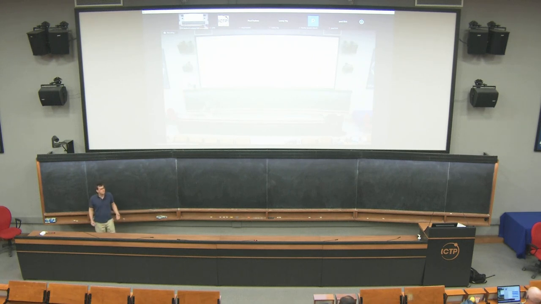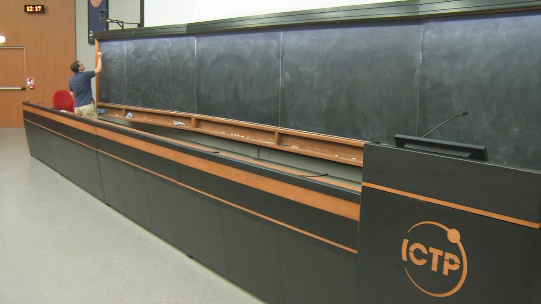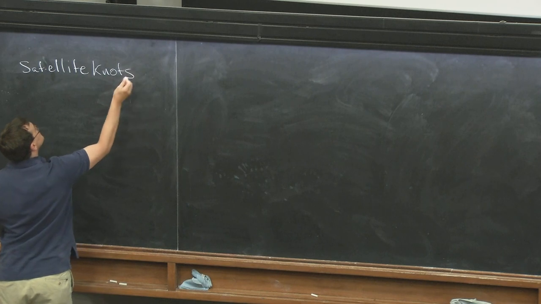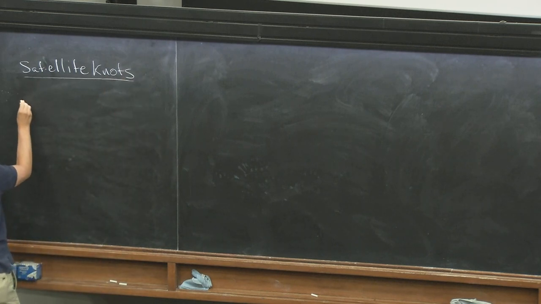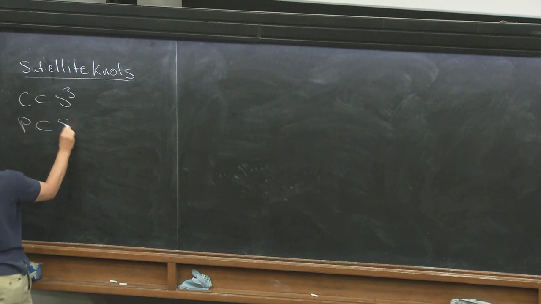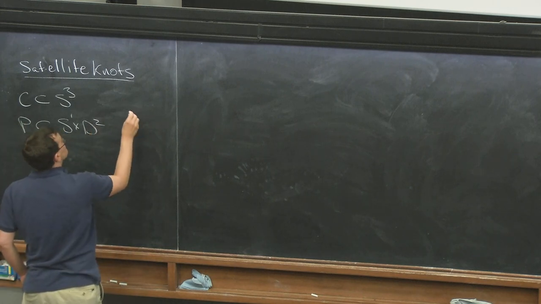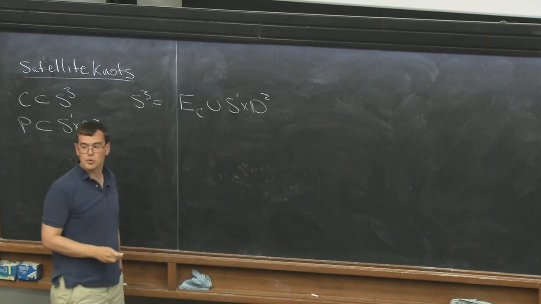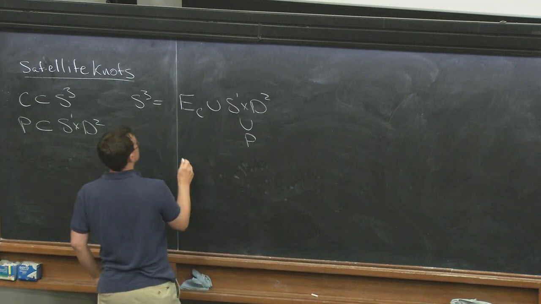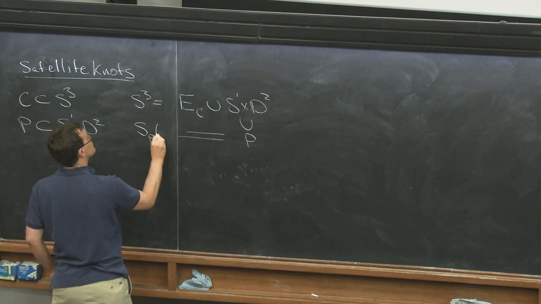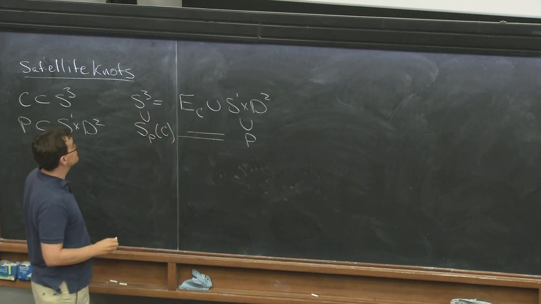I wanted to talk about an extension of work that I've done a while ago with Jonathan Hanselman and Liam Watson. And maybe let me motivate it first by talking a little bit about satellite knots. Work in progress. So let's say we have a companion knot C inside of S3, like Juanita was talking about yesterday, and then a pattern knot P inside of S1 times D2. Then, of course, I can write S3 as the exterior of C union S1 times D2. I just remove a neighborhood of the knot and sew it back in. And inside of here is P, and so then P sits inside of S3 in this way, and then it's called the satellite with pattern P and companion C, and we think about it as a knot in S3.